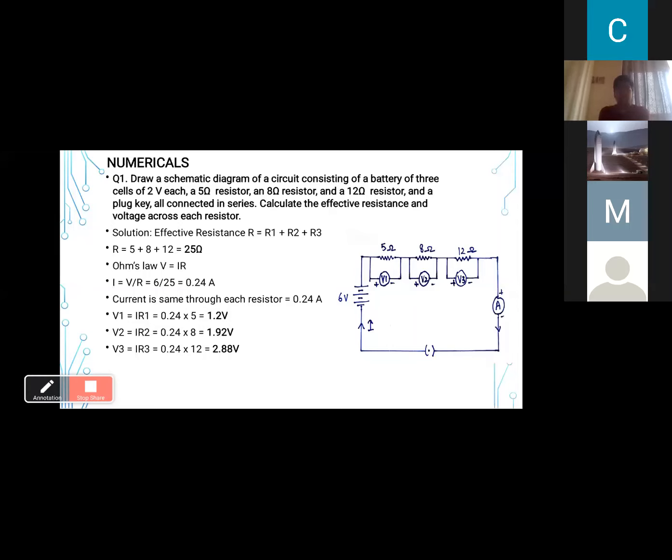Ma'am, you said voltmeter is a very high resistor, right? And you also said that no current flows through it. How is that possible? Because it's in parallel. See, a voltmeter connected in parallel. So current here, 5 ohm is there, V1 is there.